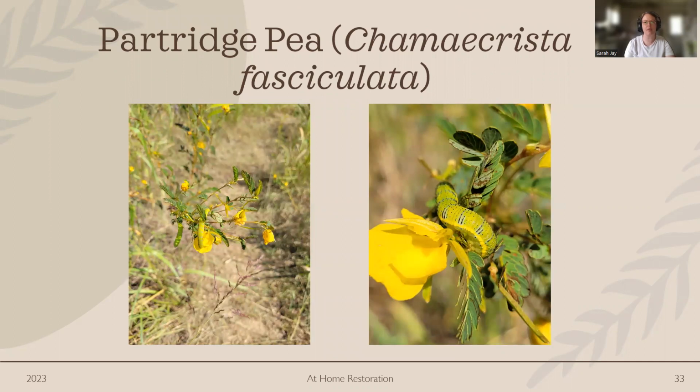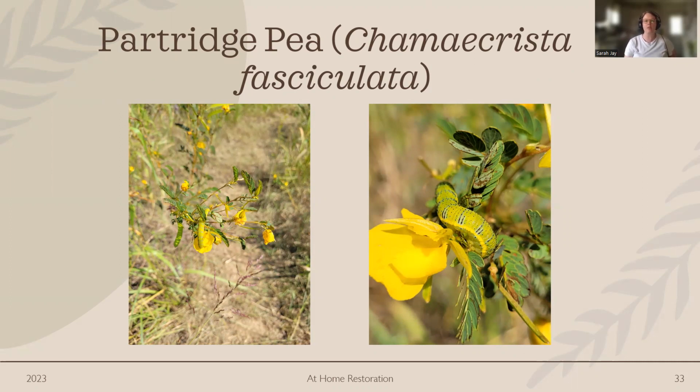Partridge pea is a great shrub to grow. Gets about maybe 3 or 4 feet tall. It's a legume, so it fixes nitrogen into the soil. So if you want to plant natives that are going to support your soil, maybe you'd like to grow something else there later. It's a great one.